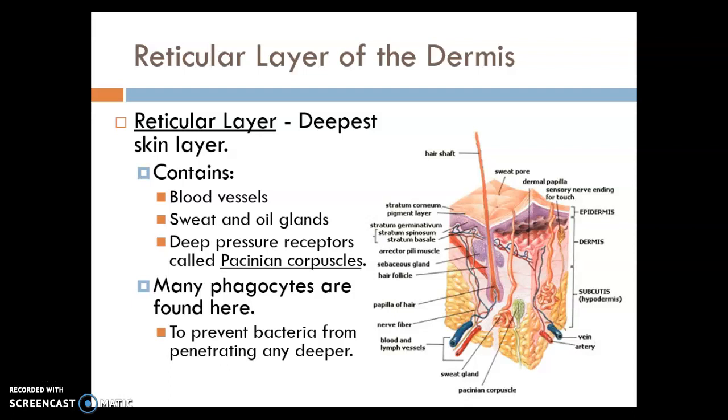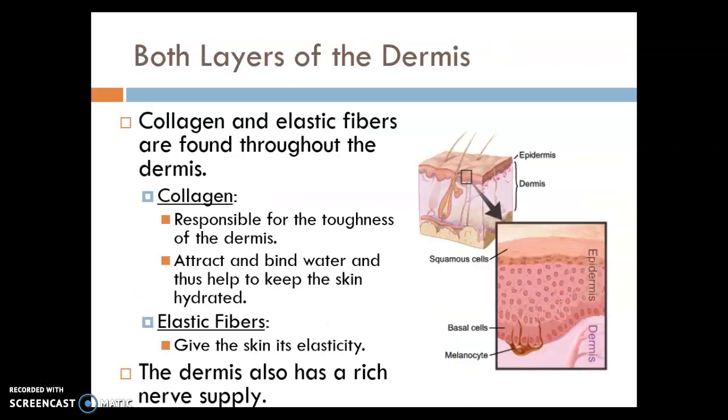You also have phagocytes in the reticular layer of the skin. Phagocytes are part of your immune system, and they consume bacteria and prevent them from going deeper into your body. Collagen and elastic fibers are also in your dermis. Collagen is what gives your skin toughness, and it attracts water and hydration, and elastic fibers give it some elasticity and stretchiness and allow it to be resilient in different situations.